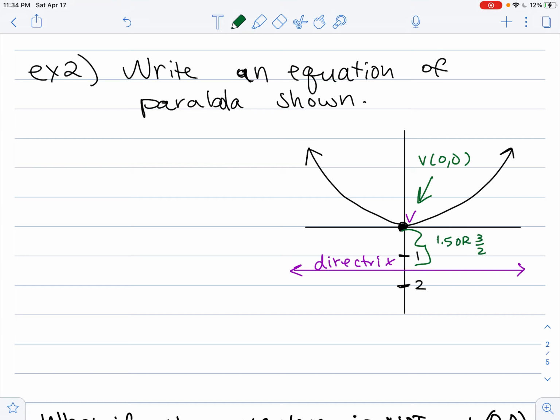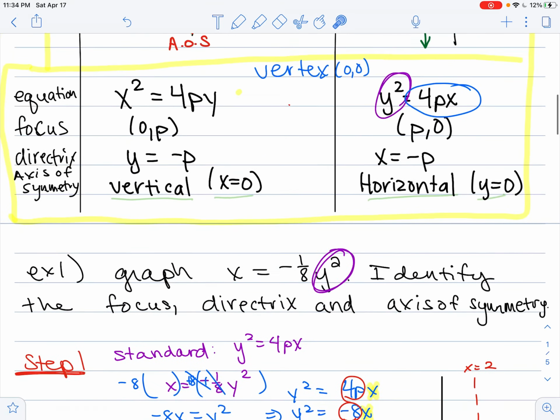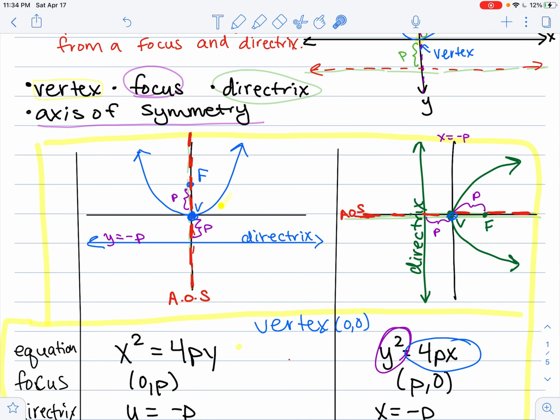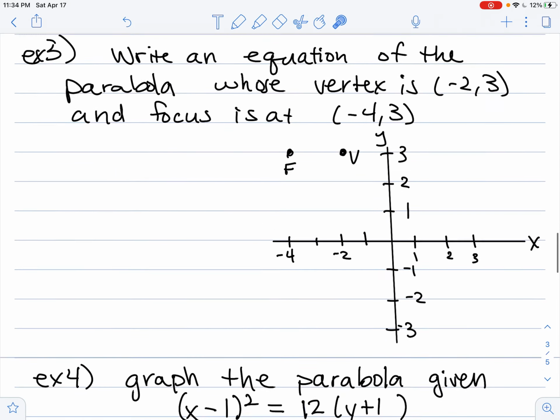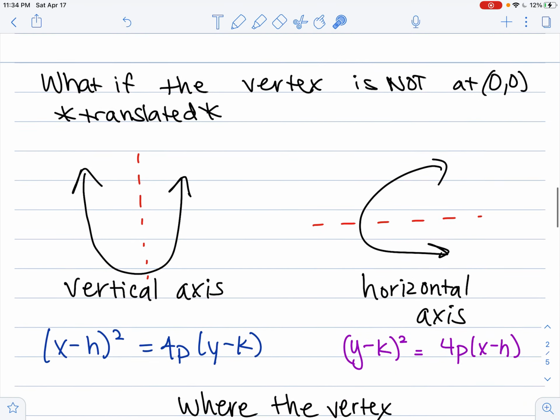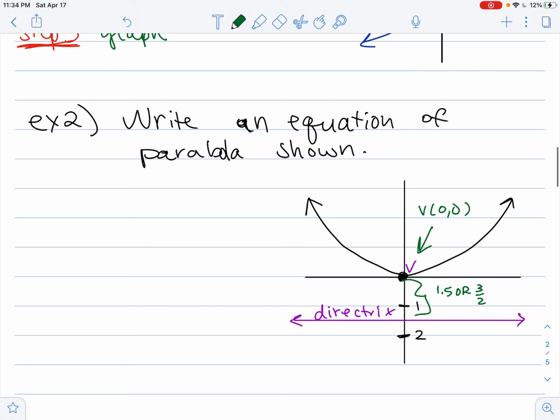So knowing this is a vertical parabola, we can see that here, it's a vertical parabola. I'm going to go back and look at my chart. Remember my chart looked like this here? So I know my standard form is going to be x squared equals 4py. So let's plug that in.